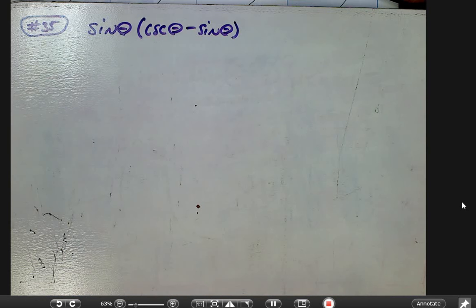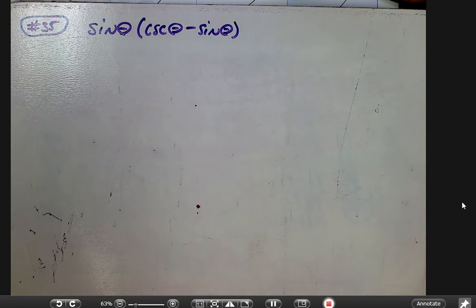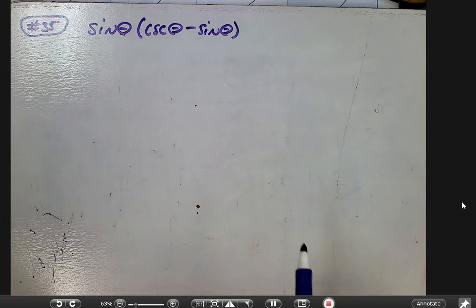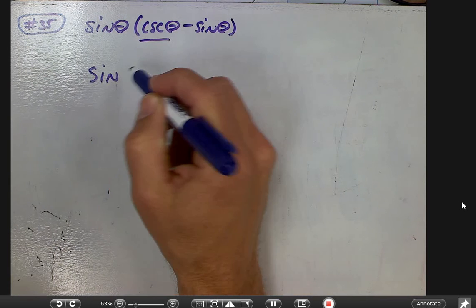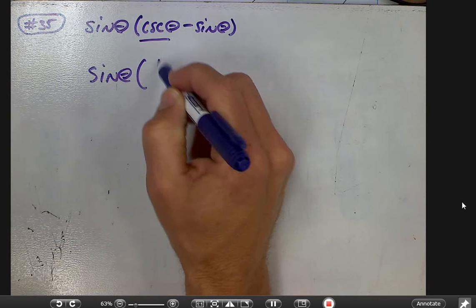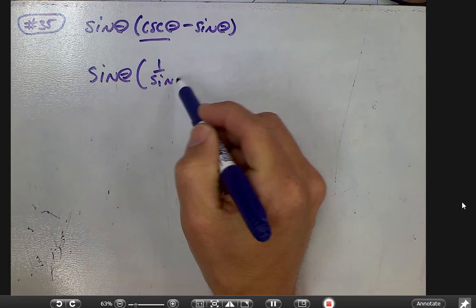Try number 35, then see if you can figure it out, and then press pause, come back. Well, the first thing I notice is that I'm going to change this to 1 over sine. So sine of theta times 1 over sine of theta minus sine of theta.